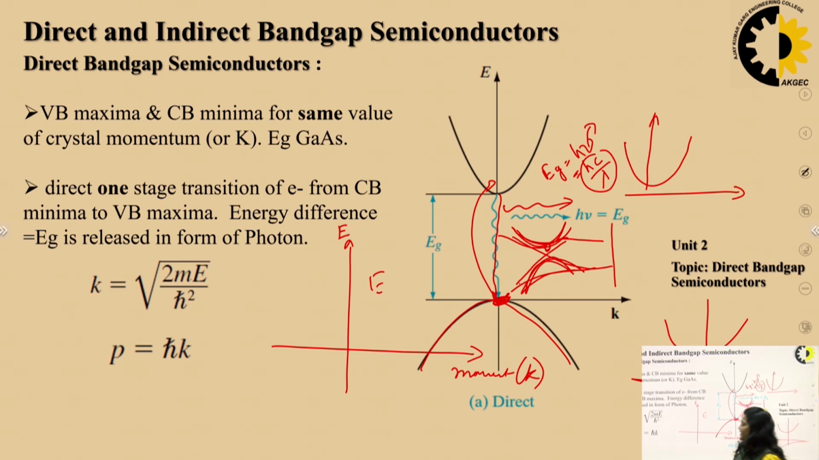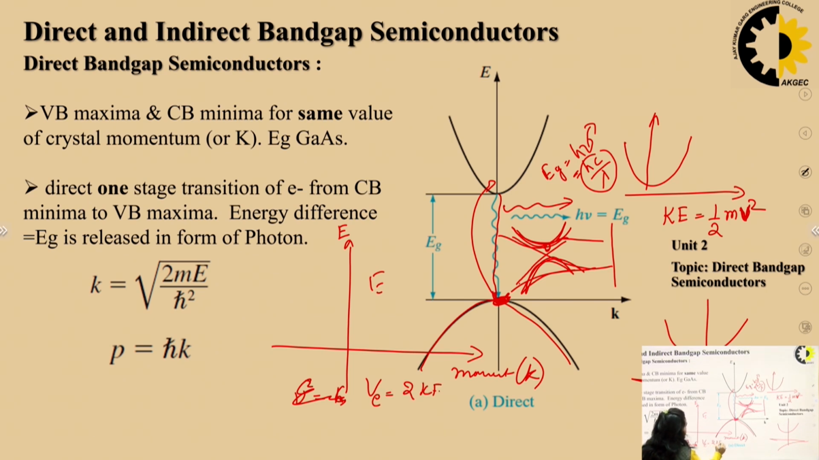And what should be the kinetic energy? As we know, the kinetic energy is half mv square. Nu is what? C by lambda. Sorry, it is not nu, it is the velocity. So the velocity of the electron will be the square root of 2 kinetic energy upon m.